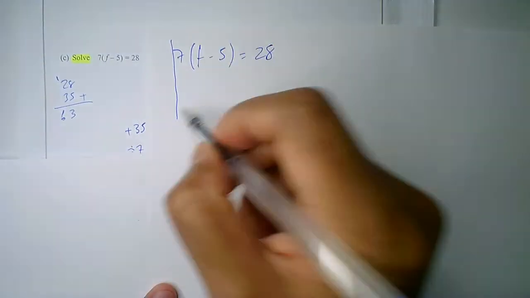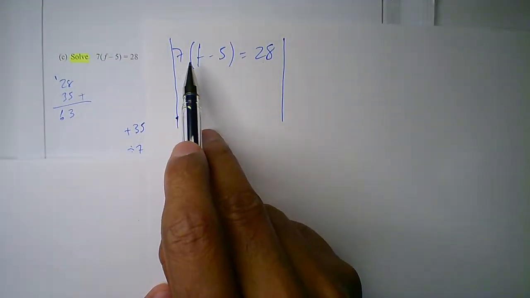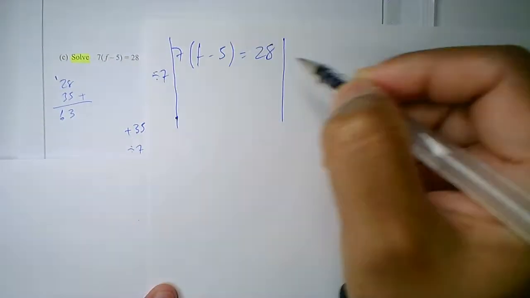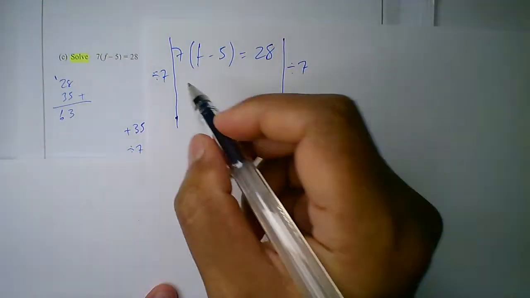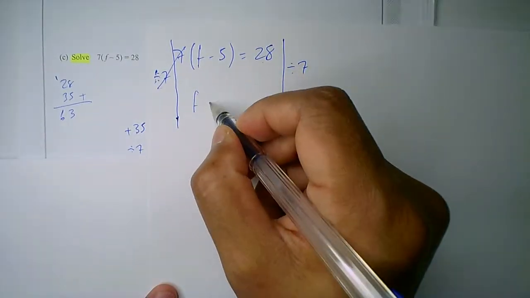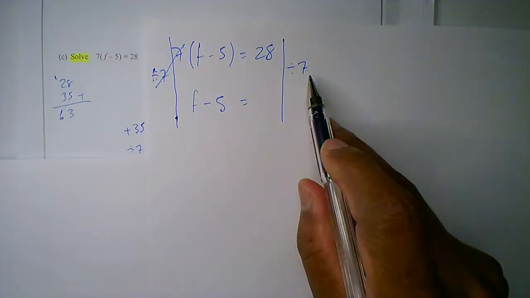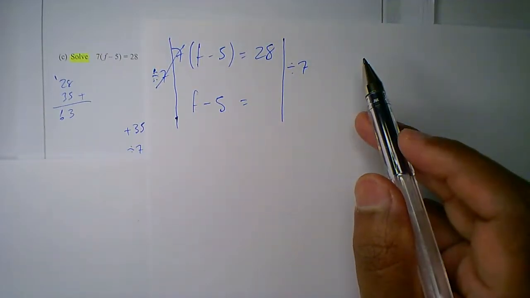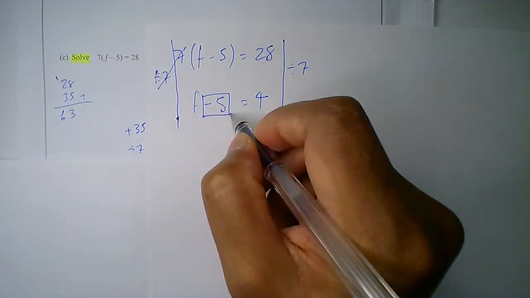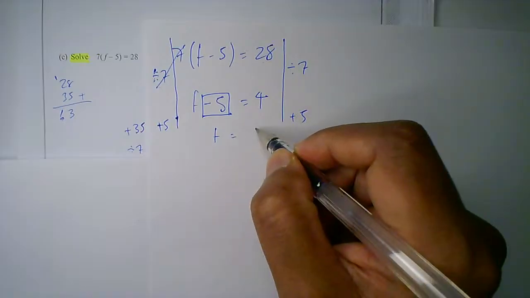Okay. If 7 does go into 28, then brackets means multiply. So I can do the opposite of multiplying, which is dividing. Divide by 7, divide by 7. So the 7 will disappear now. I'm going to be left with F take away 5 equals 28 divided by 7. 7, 14, 21, 28, that's 4. And now I can do the opposite of minus 5, which is plus 5 on both sides. So F equals to 9.